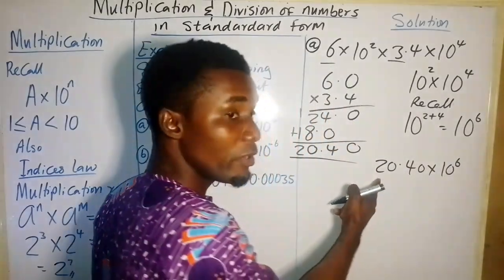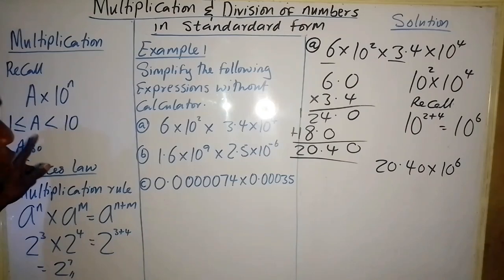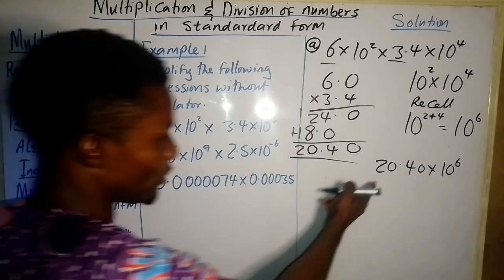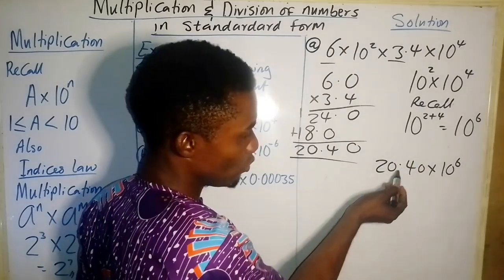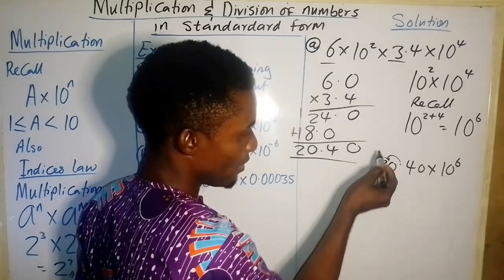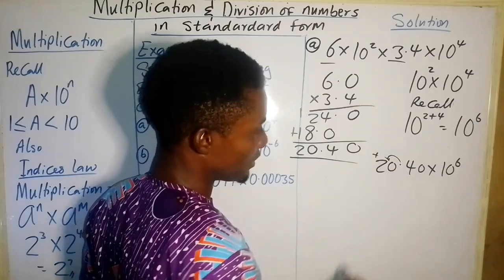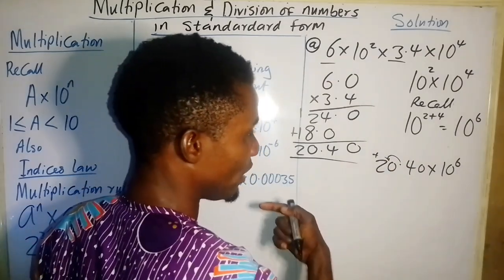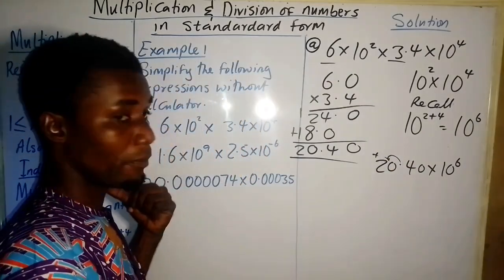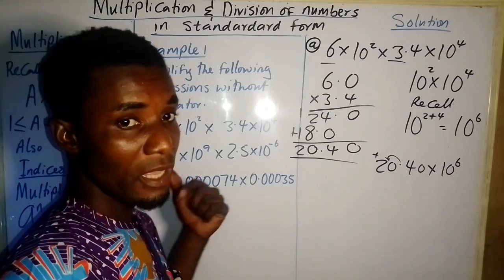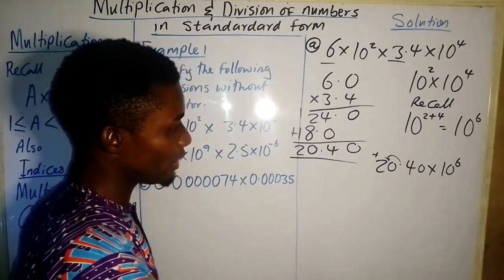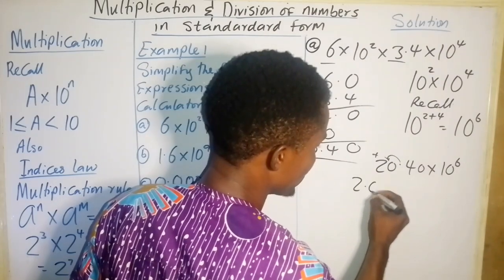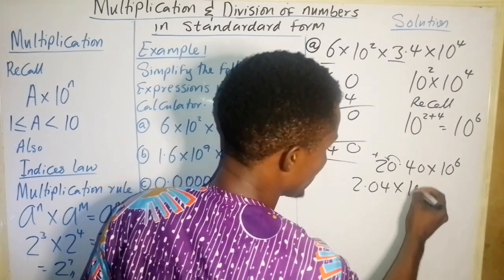Now in this case, we recall our rule that says your coefficient should be greater than or equal to 1 and less than 10. This is more than 10, so we need to make it less than 10. So what we need to do is to move our decimal point. Moving to the left is increasing and it will be positive. If you are moving it to the right, it is decreasing and it will be negative. So in this case, we'll have 2.04 times 10 raised to power 1.